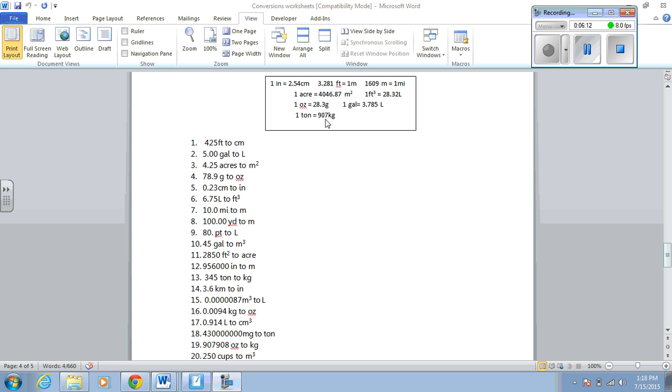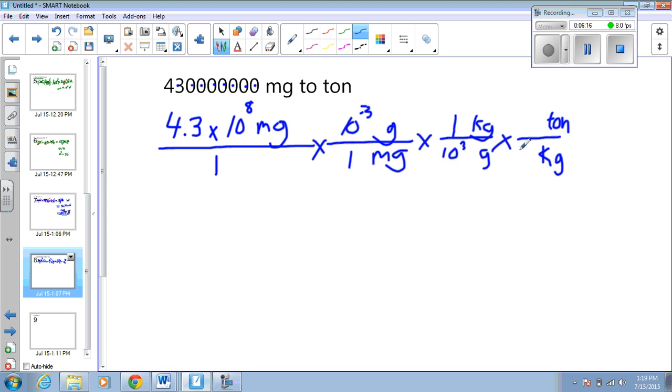And there's 907 kilograms for 1 ton. So this is 9... 1 ton is 907 kilograms. I'm going to have to continue this on the bottom, but we're going to multiply our tops and then multiply our bottoms.